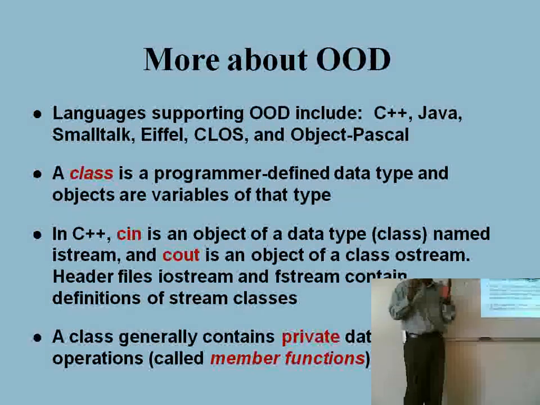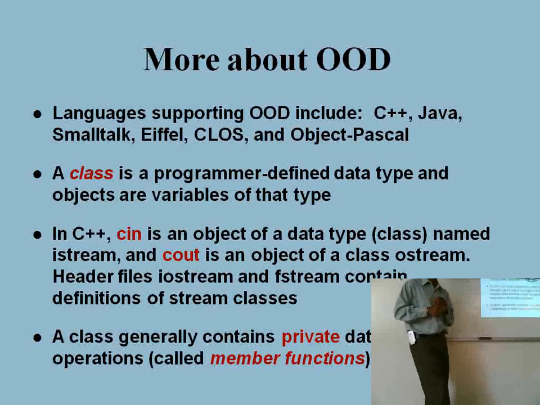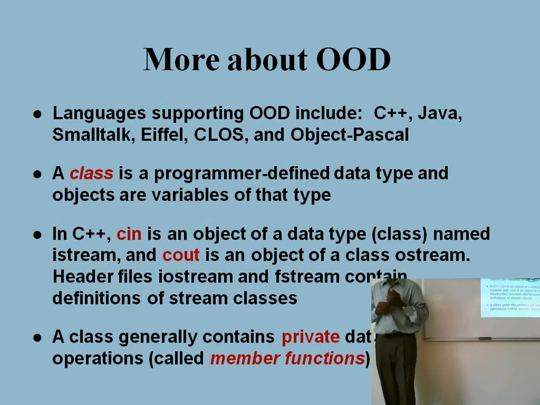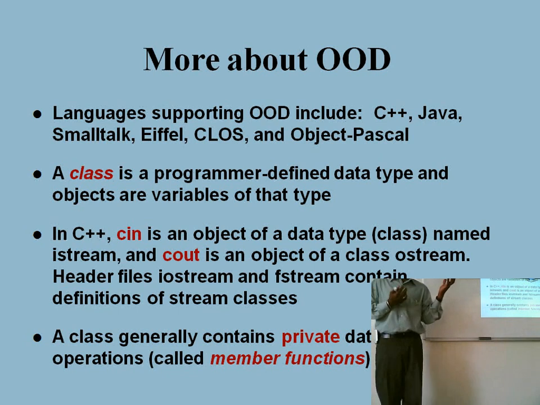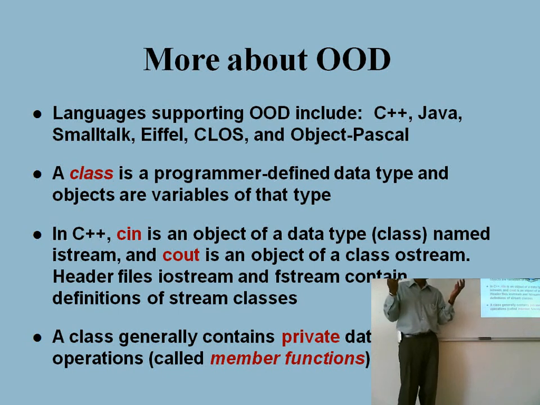A student might be an entity within a registration system. A course might be an entity within a registration system. Now, each of these things, a course and a student, have certain attributes or descriptors. Your ID is a descriptor of you as an object, as a student. And a student can have certain operations applied to it.